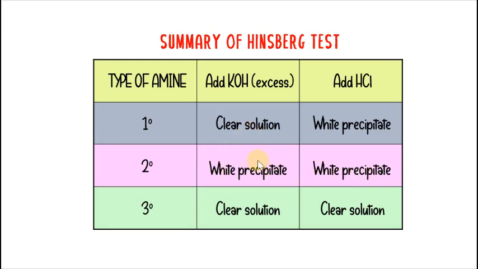Actually, the white precipitate is obtained in the first step when we react with benzene sulfonyl chloride with potassium hydroxide. The next step, the second step, actually has no reaction, but the white precipitate remains. For the tertiary amines, in both steps we will see a clear solution. So that's how we distinguish the primary, secondary and tertiary amines by using the Hinsberg test. So we cannot do just one step; we must do both steps, because from both steps we see the difference.